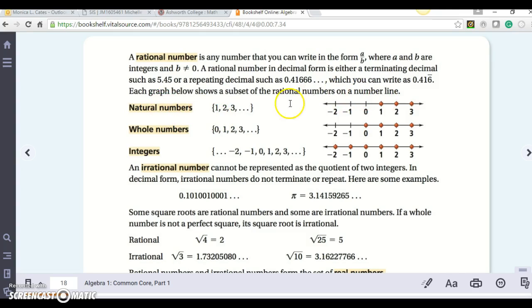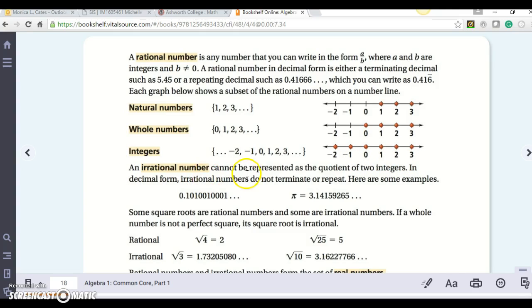So natural numbers are considered rational numbers because you can still write them in the form of a over b. You can write them as 1 over 1, 2 over 1, 3 over 1. Whole numbers are also considered rational numbers, so 0, 1, 2, 3. Negative numbers are also considered, so these are integers: -2, -1, 0, 1, 2, and 3.